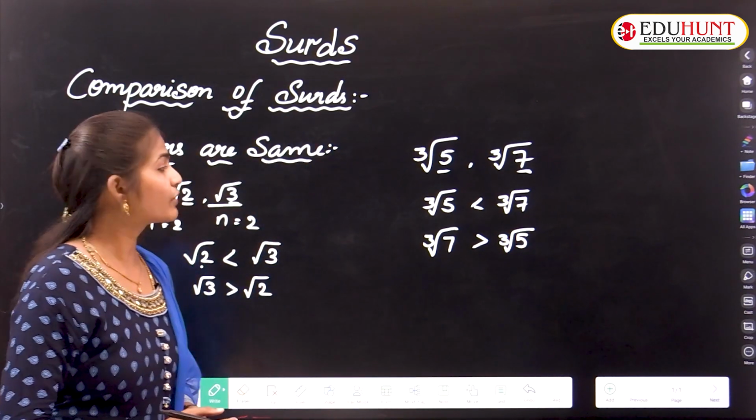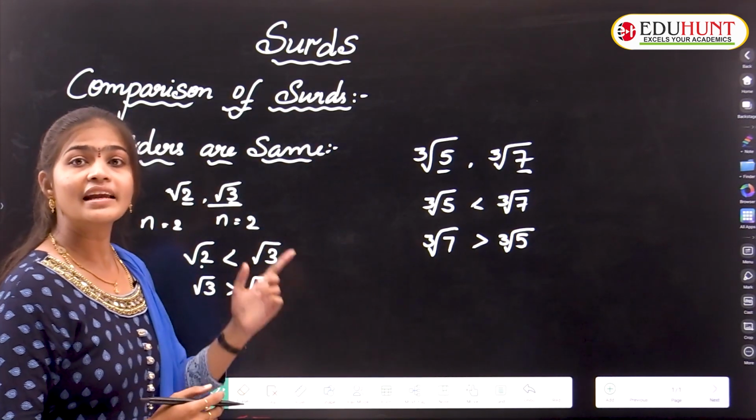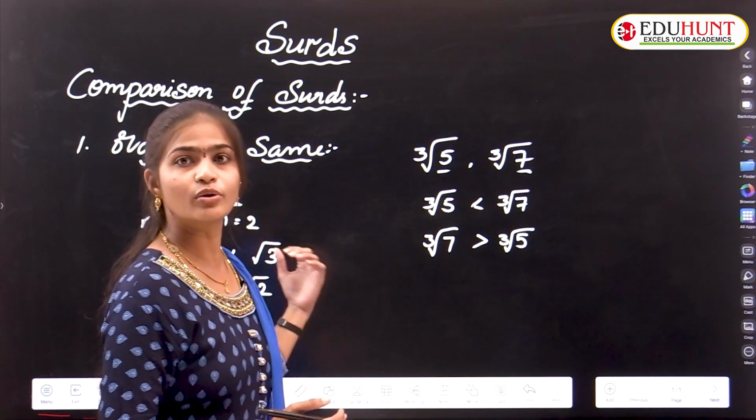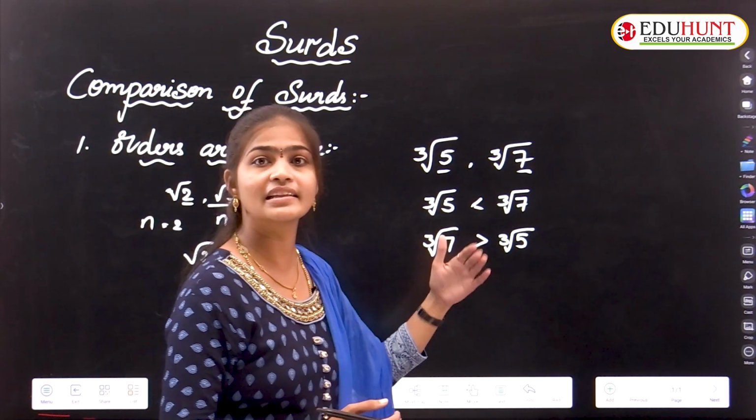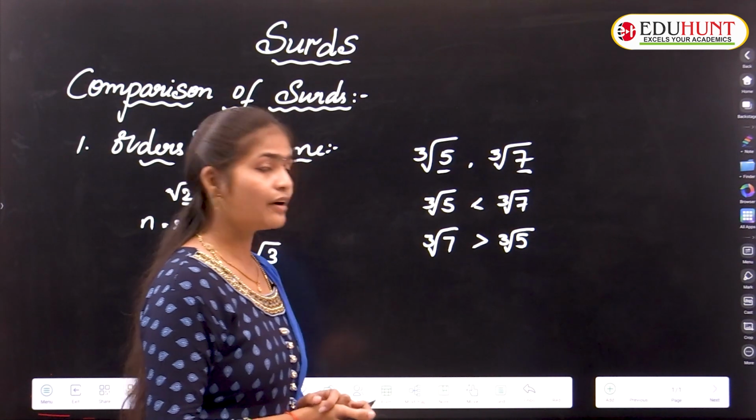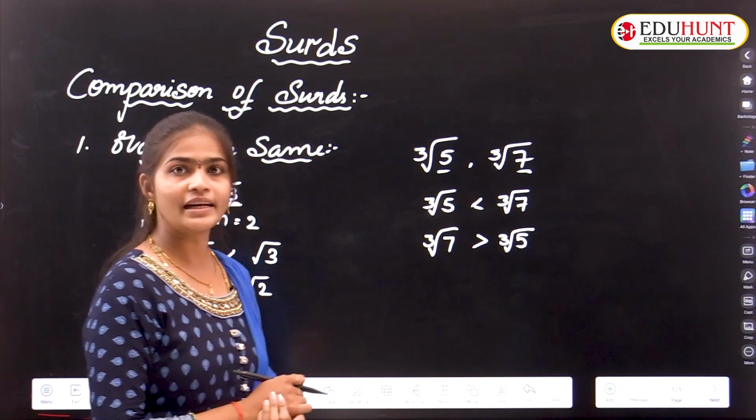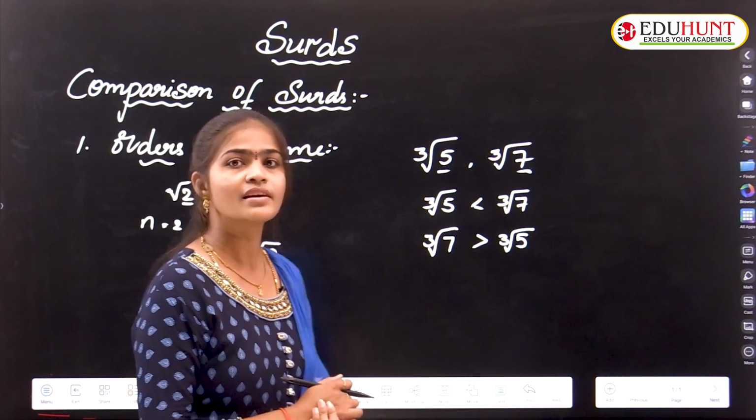So this is the way of comparison. When we have the same orders, only then can we compare like this by using their radicands. Now if the orders are different, then how to compare the surds? We will see that.